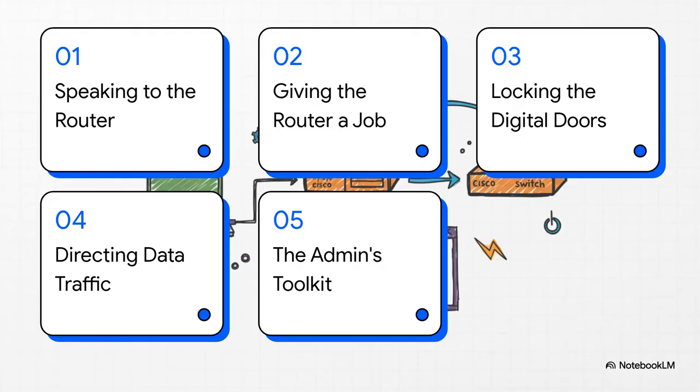So, how are we going to take this thing from zero to a fully functioning network hero? Well, here's our game plan. We'll start by learning the language, how to actually talk to the router. Then we'll give it a job, lock down its digital doors, and teach it how to direct traffic. And finally, we'll open up the admin's toolkit to see how the pros keep everything running smoothly. All right, let's dive in.